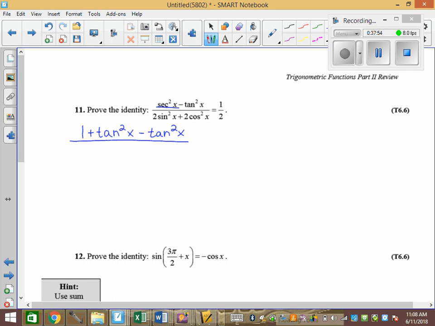So I just replaced this. What can I do to the denominator? I see sine squared x plus cos squared x. If you take out the 2, you're left with sine squared x plus cos squared x, and sine squared x plus cos squared x is always 1. It makes life easier. These cancel. This becomes a 1. Less the half equals a half. Looks a lot harder than it is.